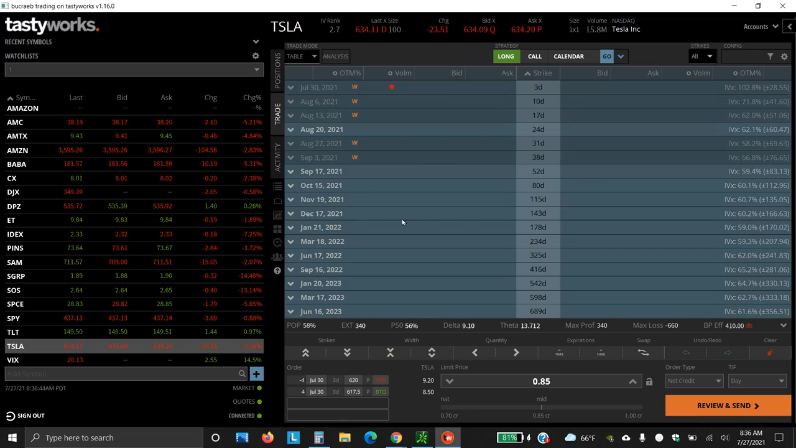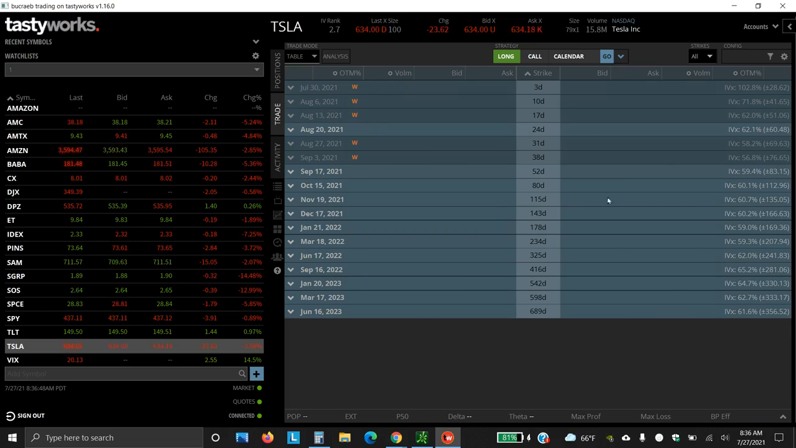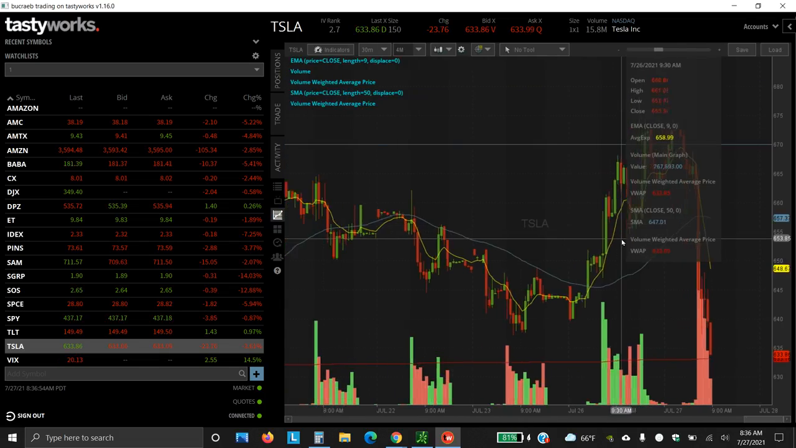Tesla. Let's see if there's any earnings. There's no upcoming earnings on Tesla. So let's look at the chart. Okay, and what I like to do is make a play. Either way, you can make a bet that it's not going to go above a price or it's not going to go below a price.